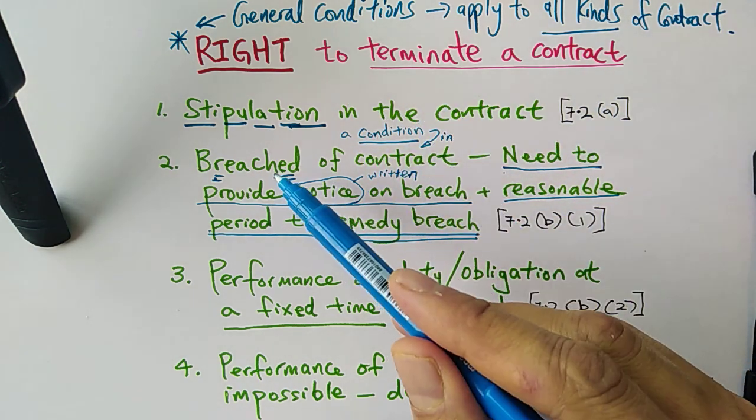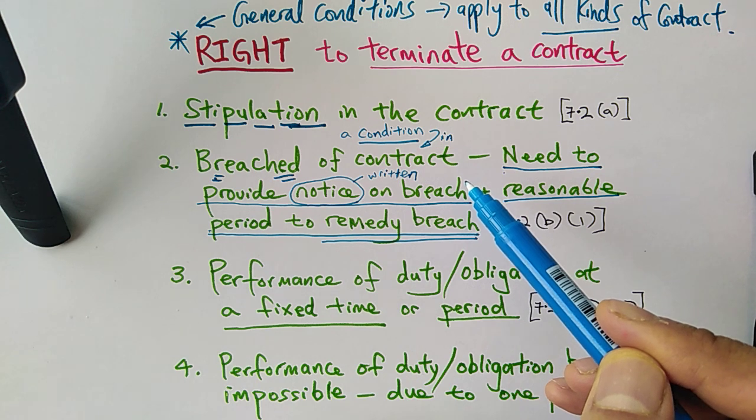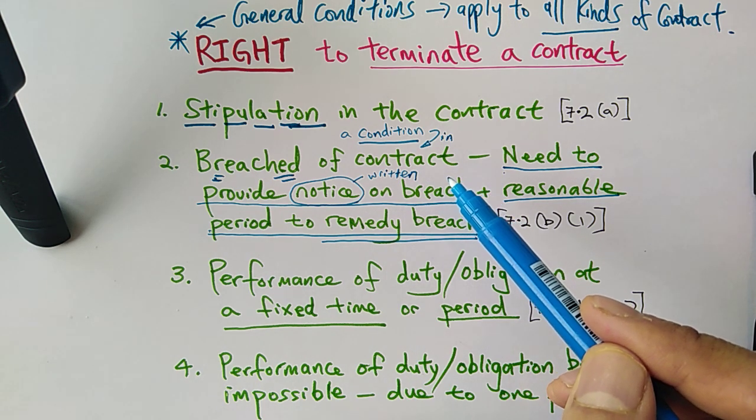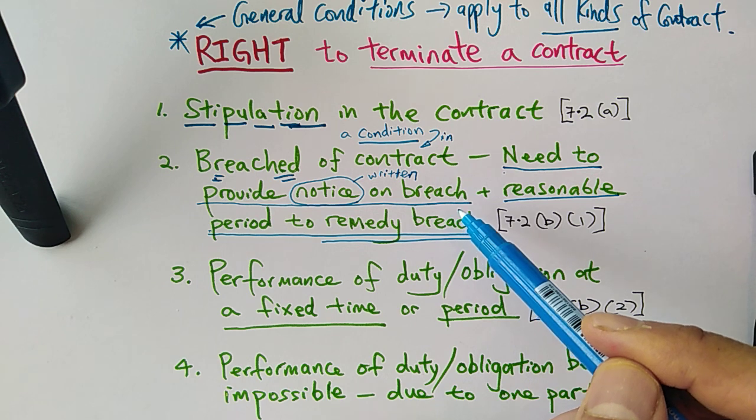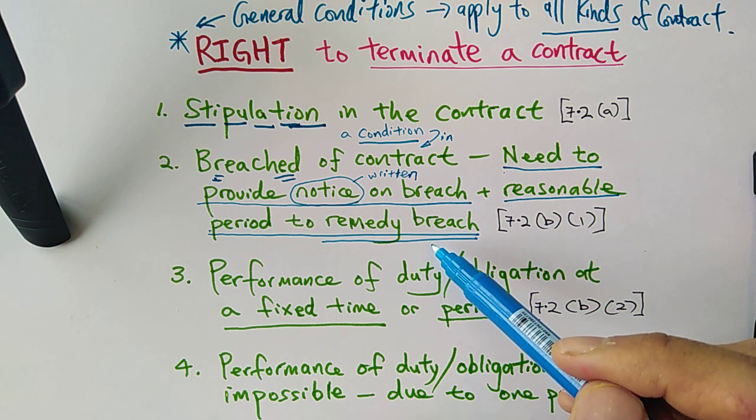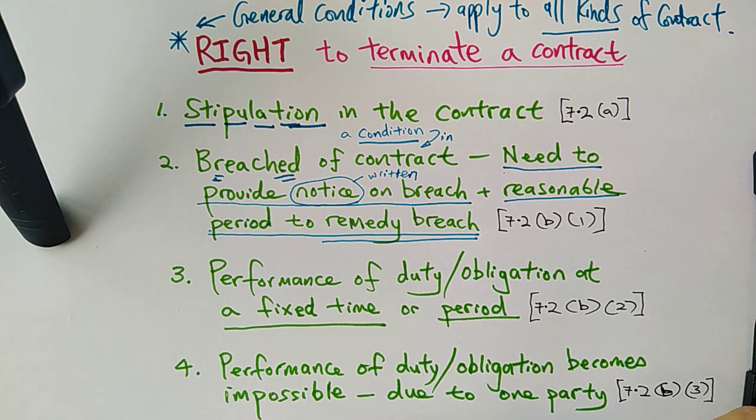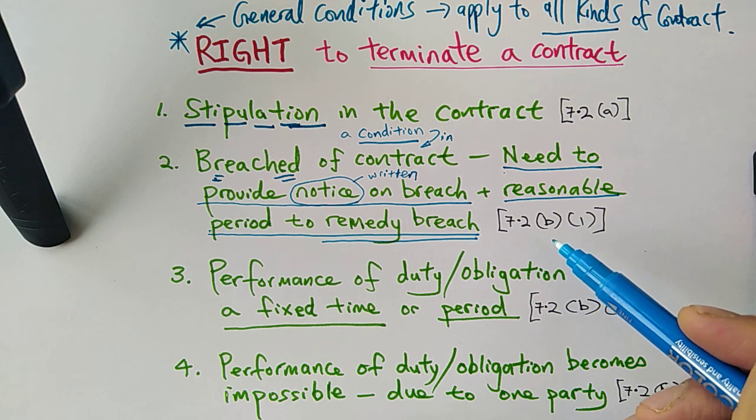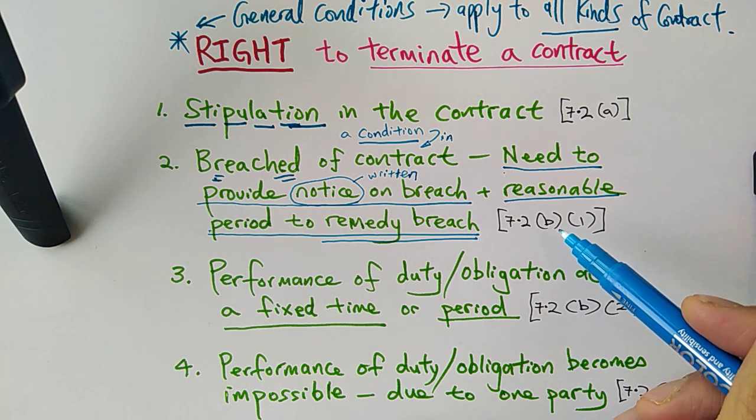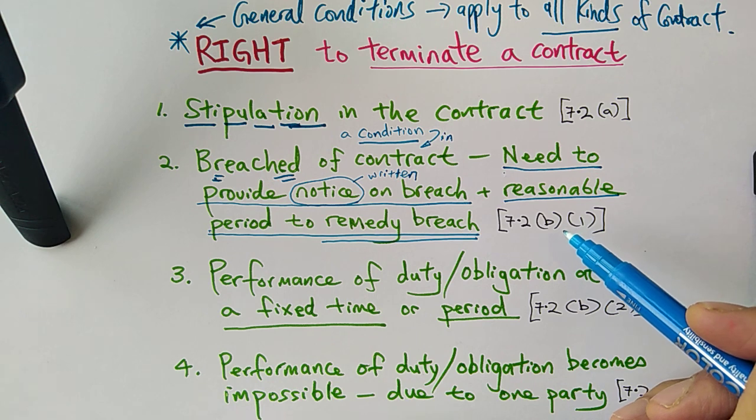So breach of a condition in the contract does not give you the immediate right to terminate. You need to give notice to the other party on the breach, and you need to give them some time to remedy the breach. The aim of the law here on termination of contract is trying to provide some level of fairness to the other party, to give the other party an opportunity to remedy the breach.